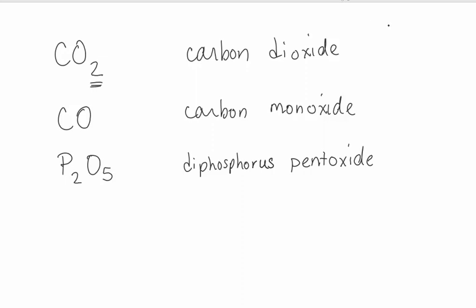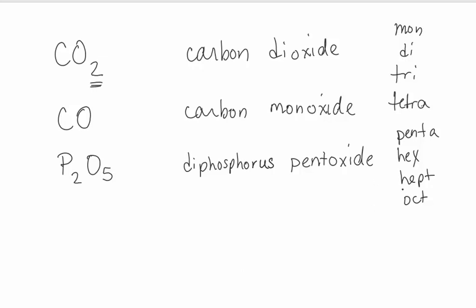So we use mon for 1, di for 2, tri is 3, tetra for 4, pent for 5. Sometimes you'll see it penta. Depends on the letter that comes next. Hex for 6, and hept for 7, oct for 8, and it keeps going. Non for 9, and dec for 10. So we number and we name with our numbers.